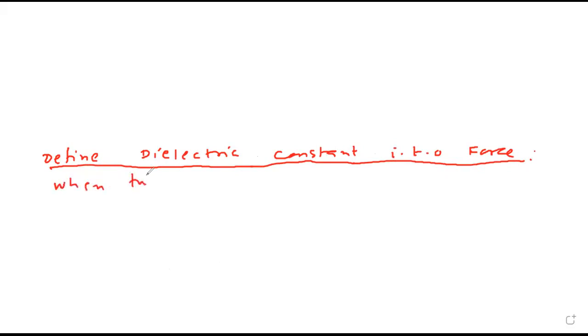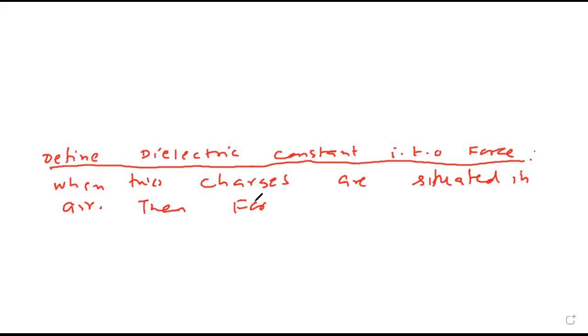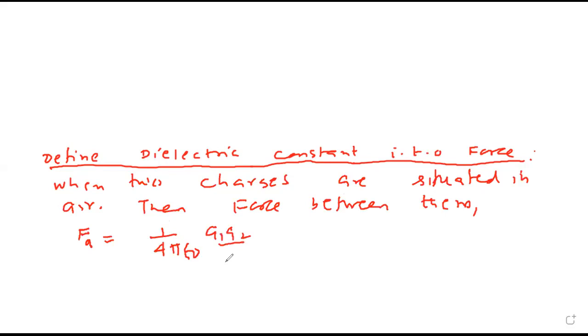When two charges are situated in air, then force between them, F, I am writing here F A to understand, charges situated in air, is 1 upon 4 pi epsilon naught Q1 Q2 by R square. Let this be equation 1.